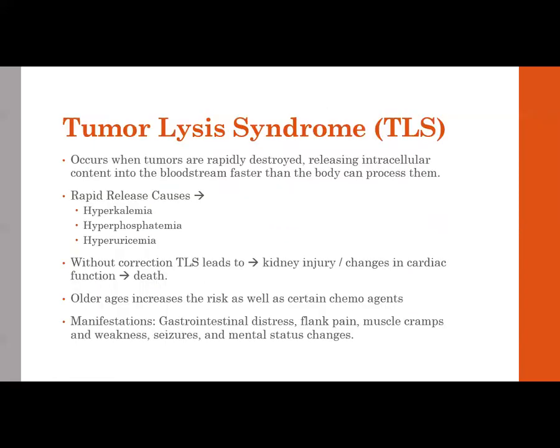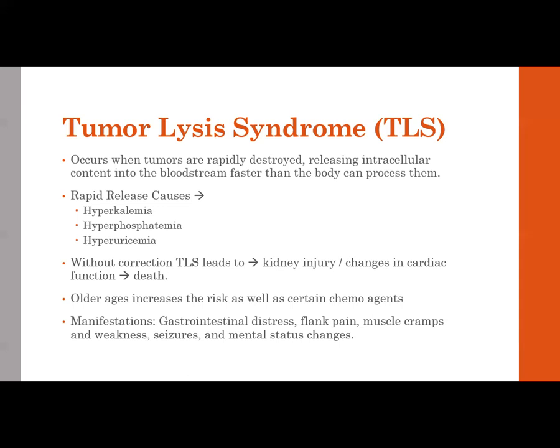Tumor lysis syndrome occurs when the tumors are rapidly destroyed, releasing intracellular content into the bloodstream faster than the body can process it. Because if you remember what I said, we basically got this huge cancer that's just taking all these nutrients. So when it pops, you're going to have that rapid release, causing hyperkalemia, hyperphosphatemia, hyperuricemia. Without correction, this can lead to kidney injury, changes in cardiac function, and death.